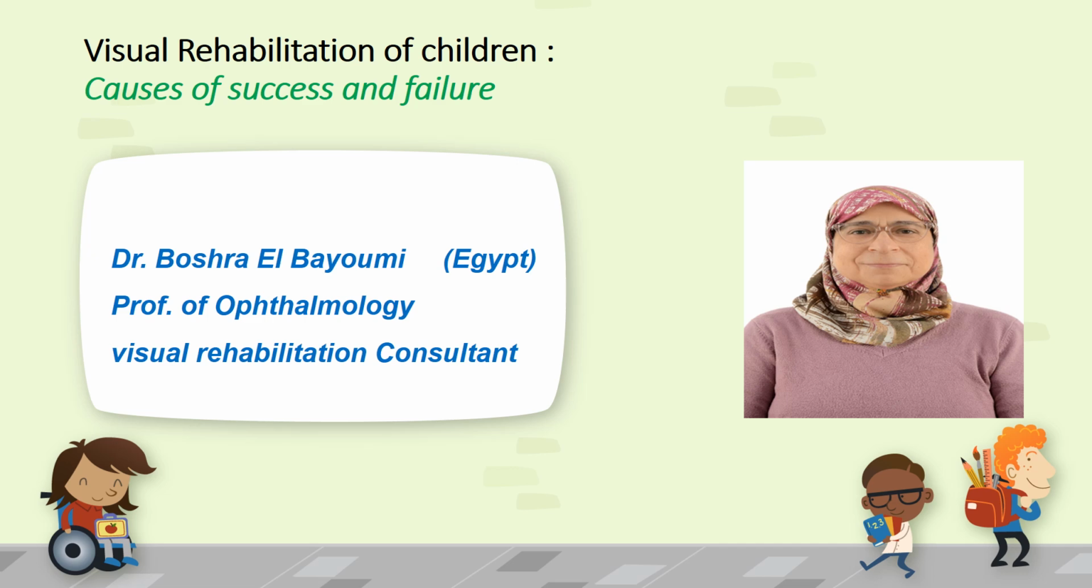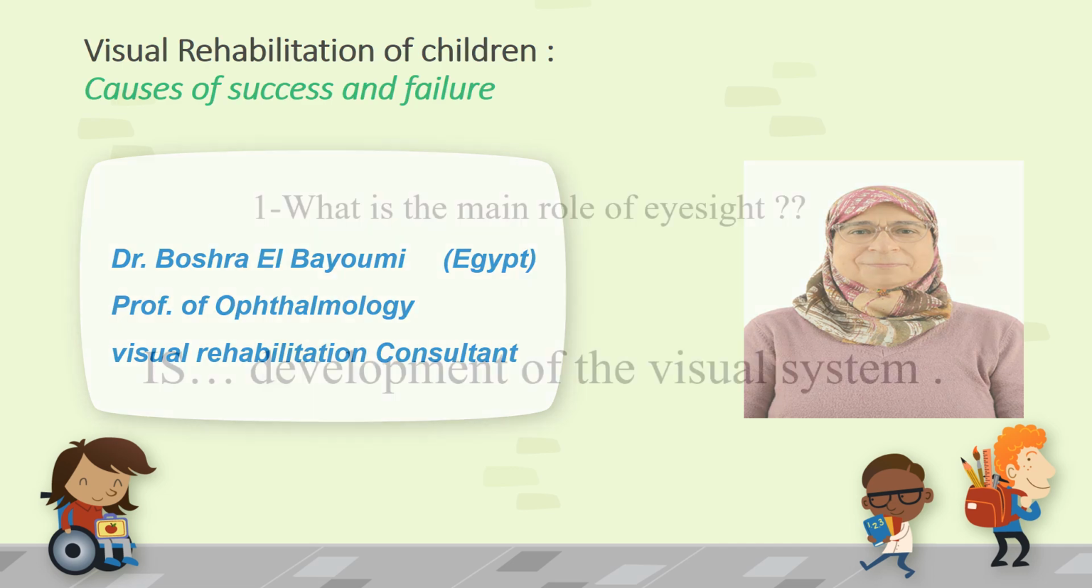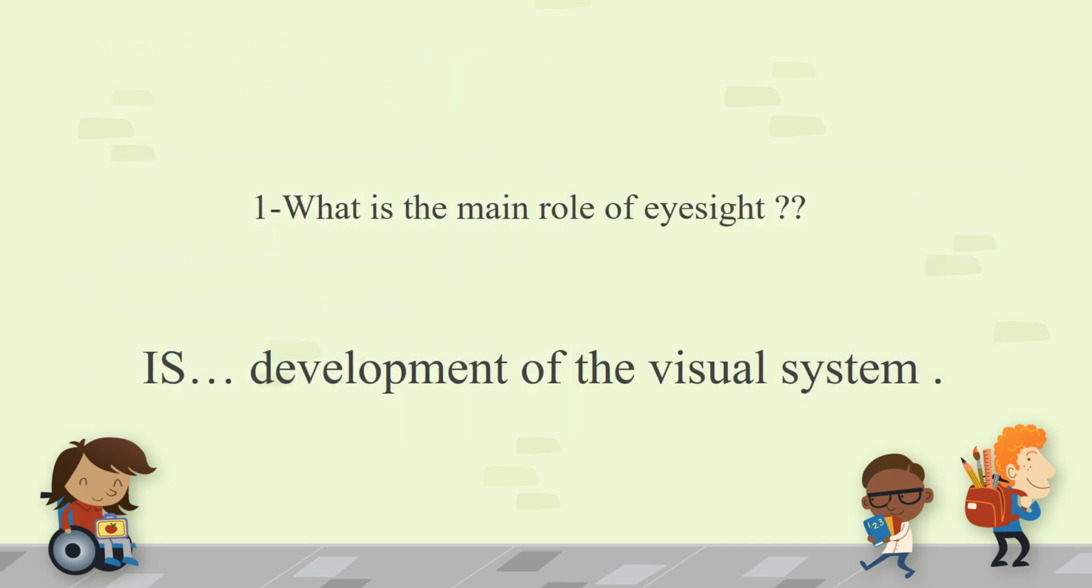In vision rehabilitation of children, what are the causes of success and failure? The first question is, what is the main role of eyesight? The answer is development of the visual system.